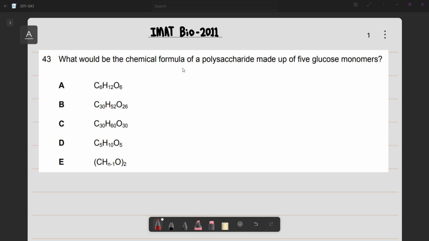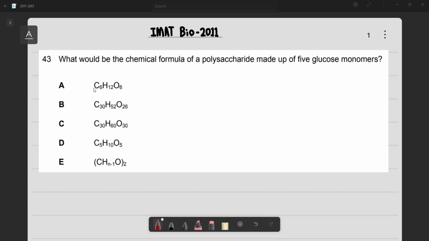Okay, welcome back. This is question 43 from the IMAT 2011 past paper, biology section. So I'll be explaining how to solve this. It says, what would be the chemical formula of a polysaccharide made up of five glucose monomers?